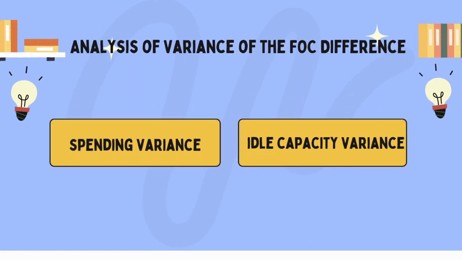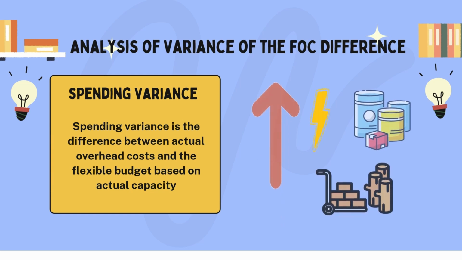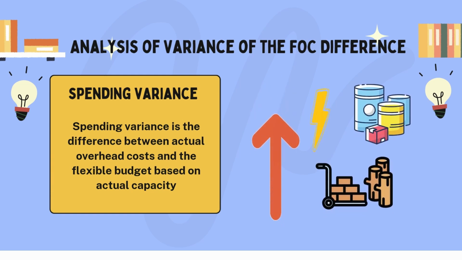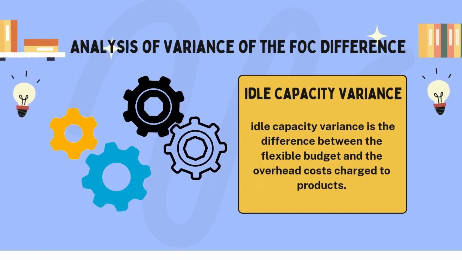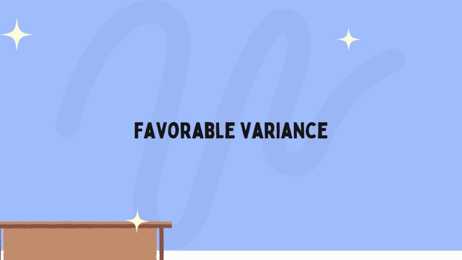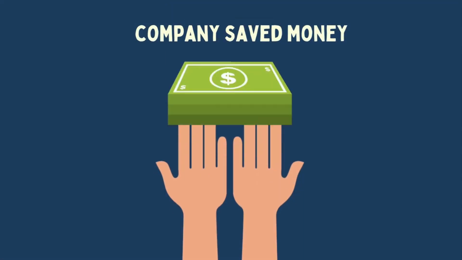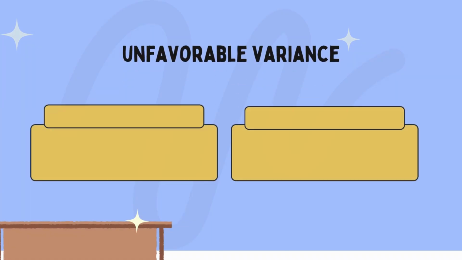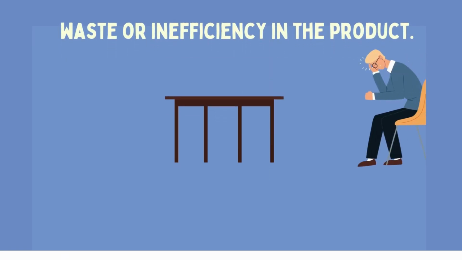This variance is split into two: spending variance and idle capacity variance. Spending variance is the difference between actual overhead costs and the flexible budget based on actual capacity, while idle capacity variance is the difference between the flexible budget and the overhead costs charged to products. If the variance is favorable, meaning actual costs are lower than planned, it's called a favorable variance, showing the company saved money. But if actual costs are higher than expected, it's an unfavorable variance, which means there was waste or inefficiency in the product.